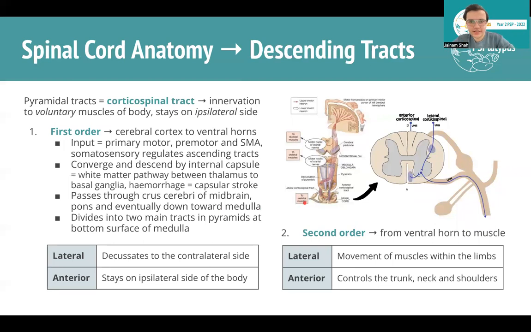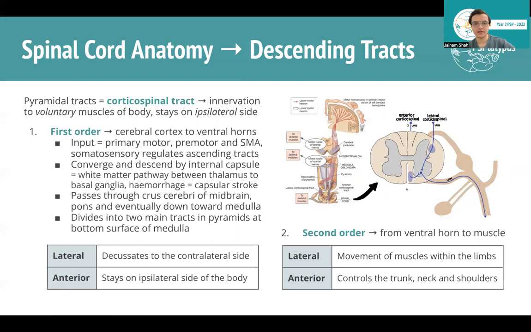Okay, now let's go to the tracts. This is probably why you're all here, really decoding what each of these tracts are. Remember that you've got descending tracts, mainly responsible for motor function, and ascending tracts responsible for sensation. In the descending tracts, you've got the pyramidal tracts. We'll cover why they're called pyramidal tracts in a sec, but one of them is the corticospinal tract. That innervates voluntary muscles of the body, and it stays on the ipsilateral side.